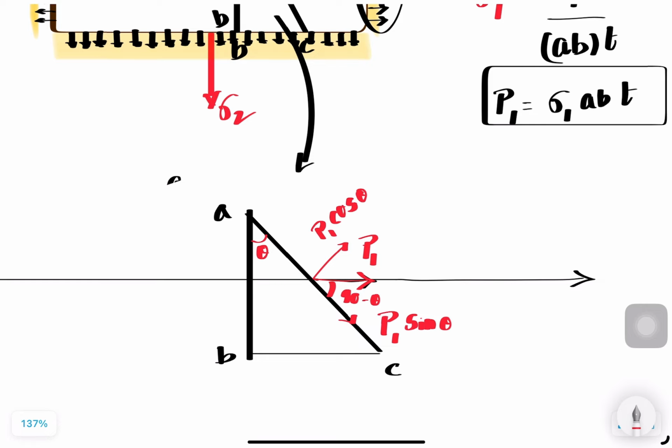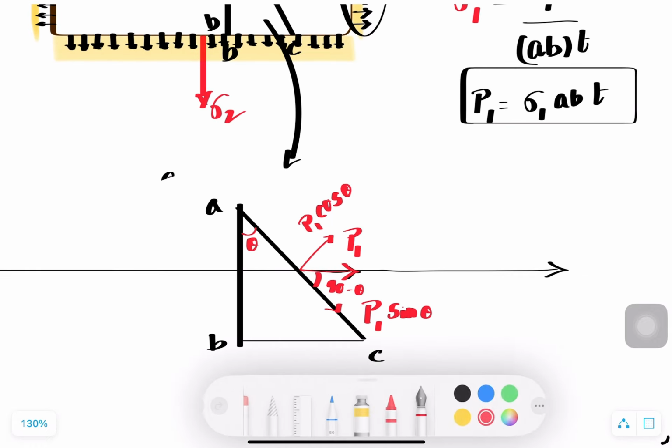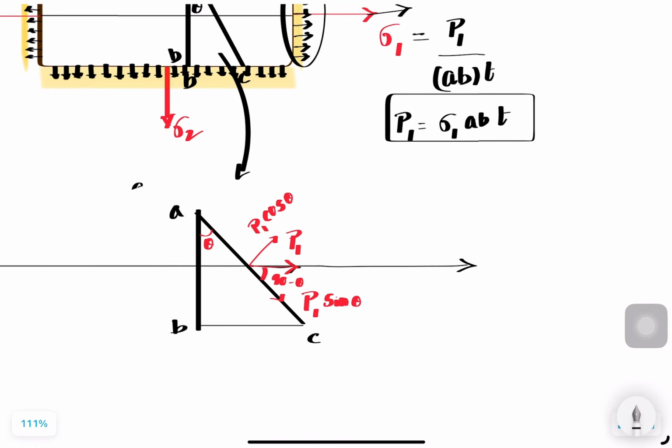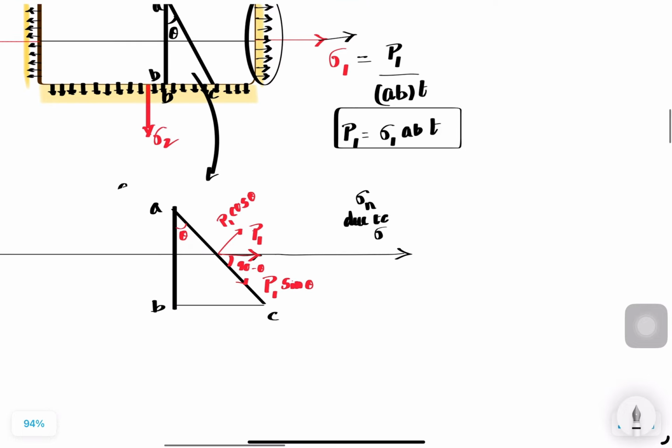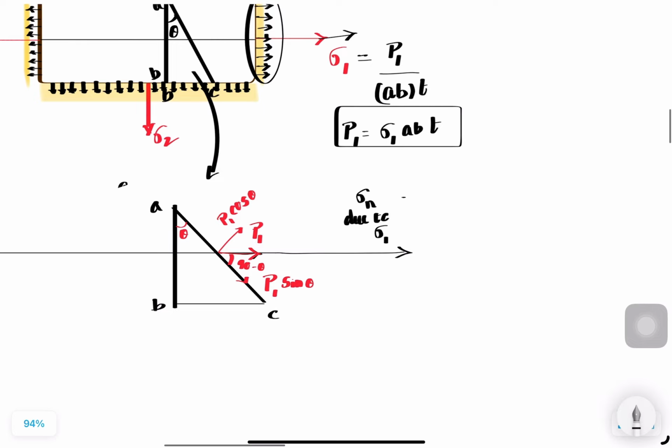One is the component that is acting tangential to the inclined plane, and another one is acting normal to the inclined plane. Now this enables me to define the normal stress and the tangential stress. Very simple, right? So what is the normal stress? Normal stress is sigma n, and this normal stress is due to sigma 1.